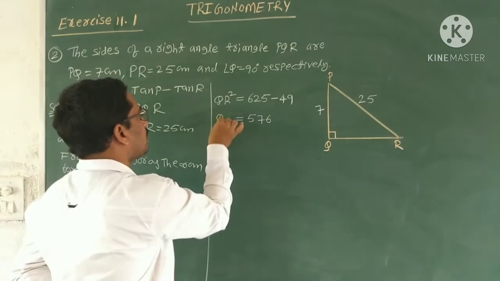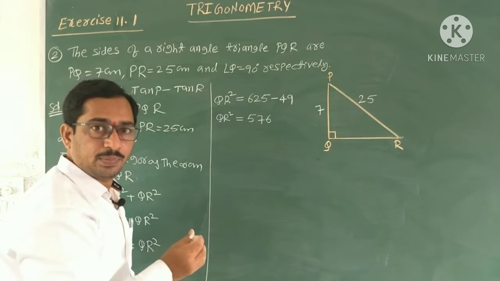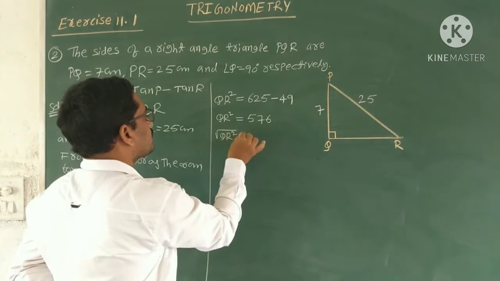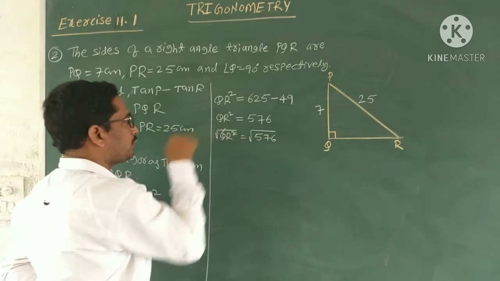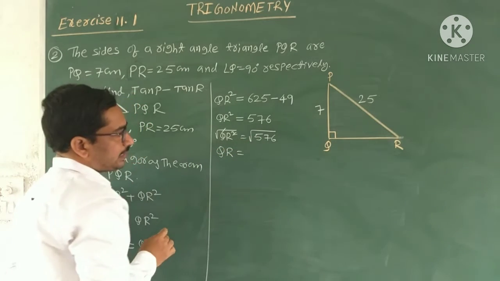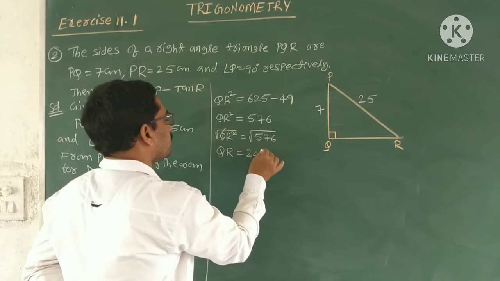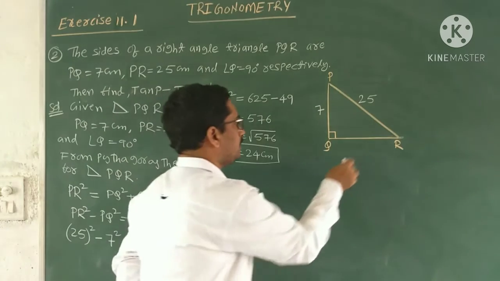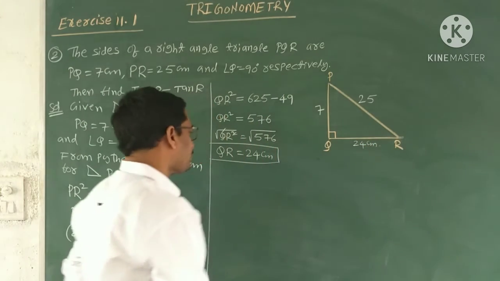576. This is QR square. So find out the value of QR. Now for this apply square root on both sides. So under root of QR square equal to under root of 576. Square root cancel. QR equal to root 576. Root 576 value is 24. So QR value is 24 centimeters. So length of QR equal to 24 centimeters.